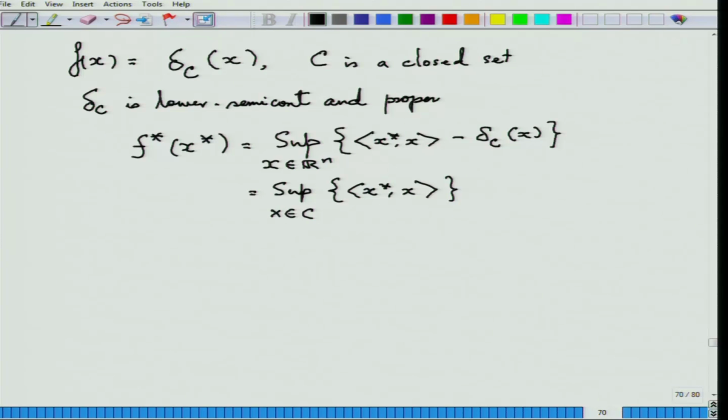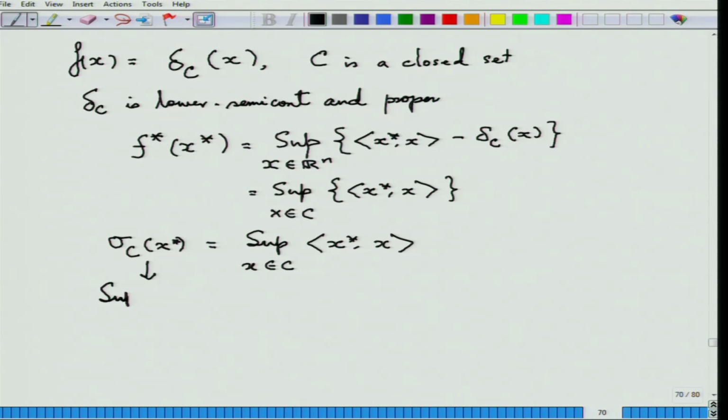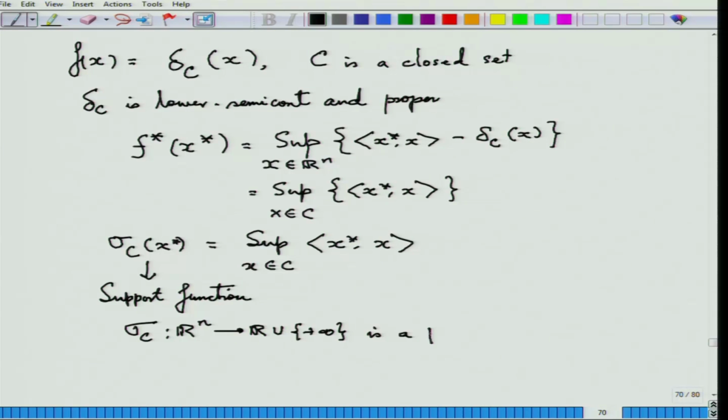Now, if you look at this expression, where you have a fixed x star and you are varying the x over C, this is called the support function of the set C. That is, this is usually denoted as the support function. So, it is a support function. So, sigma C is a proper and lower semi-continuous convex function.